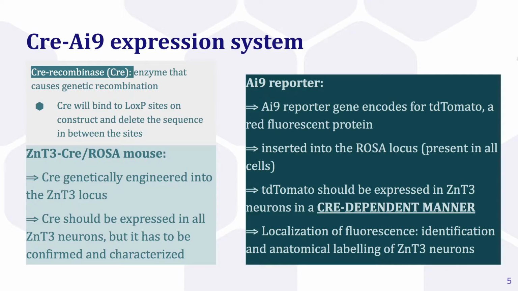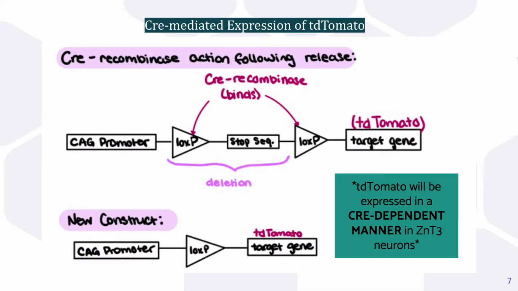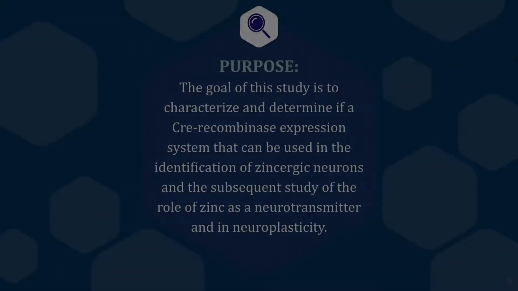With tamoxifen exposure, the Cre will be expressed and be able to bind to LoxP sites on the AI9 reporter construct and allow for the transcription of the red fluorescent protein, tdTomato. Localizing the fluorescence allows for the identification of zincergic neurons. The ZNT3 Cre rosa mouse will have both the Cre recombinase and AI9 reporter constructs. As seen here, the AI9 construct has a LoxP flanked stop sequence designed to prevent transcription of tdTomato unless Cre is present. This figure shows how tdTomato will be expressed in a Cre-dependent manner, and supposedly in all zincergic neurons, since Cre is only expressed in zincergic neurons.